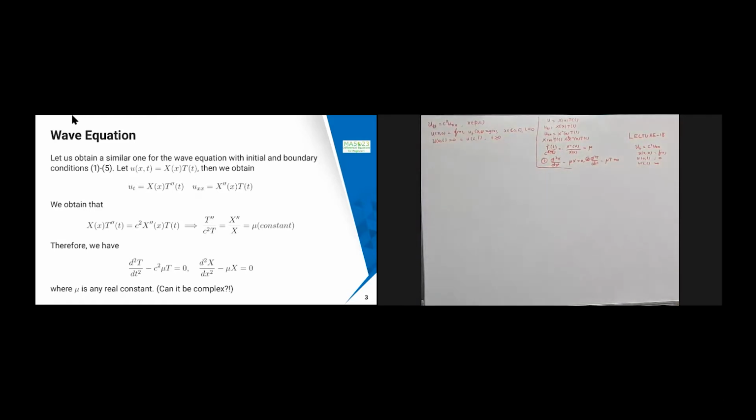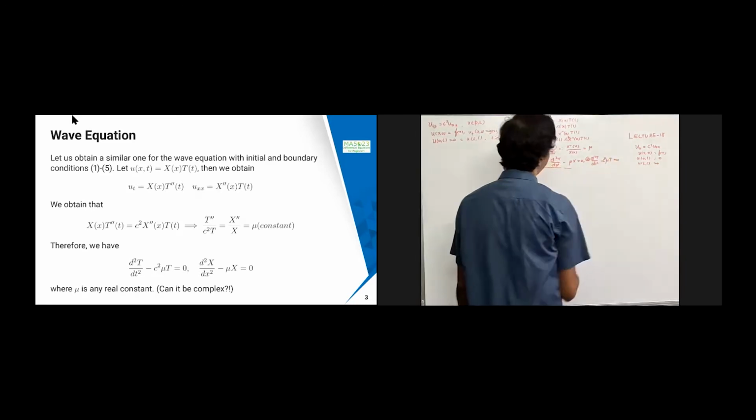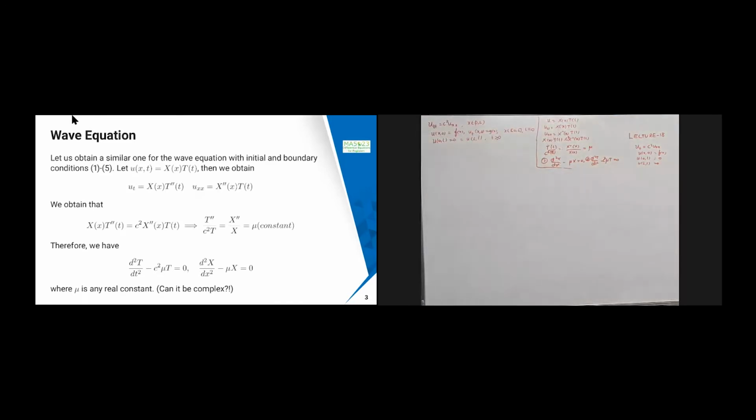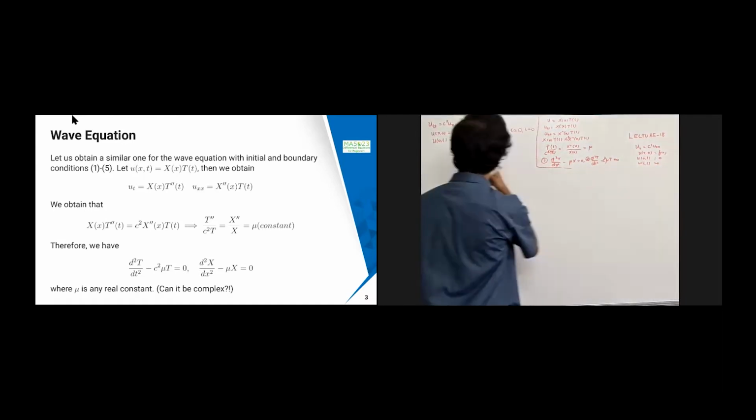One is d square X by dx square minus nu X equal to 0. Another is d square T by dt square minus c square nu T equal to 0, because there is a c square. Now we need to apply the boundary conditions u of 0 comma t and u of l comma t. I will just apply and then erase it.